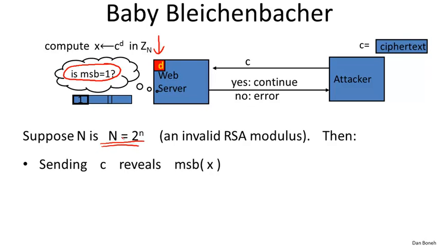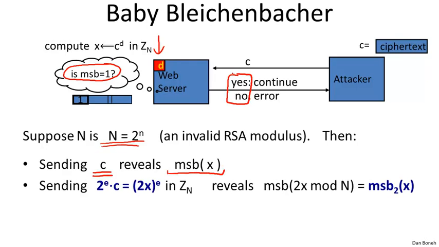So now you realize that by sending the ciphertext C over to the web server, the adversary just learned the most significant bits of the plaintext X. Basically, the server's behavior completely reveals what the most significant bit is. Now what the attacker can do is multiply the ciphertext by 2 to the E. Now multiplying by 2 to the E has the effect of multiplying the plaintext X by 2. Simply multiplying X by 2. And because we're working mod 2 to the N, multiplying by 2 basically means shift left.